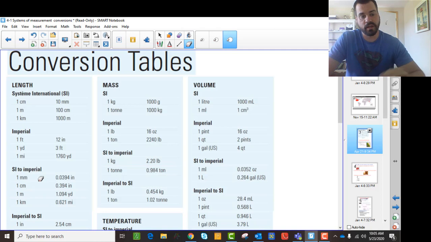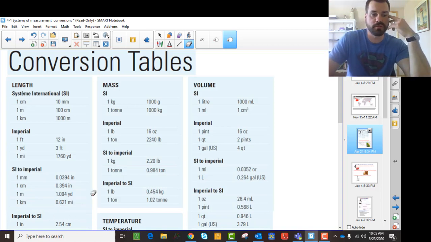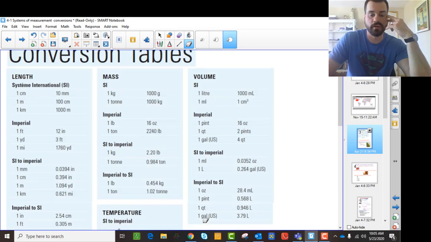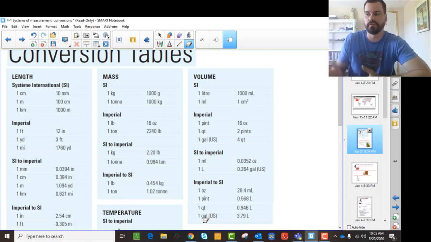And then you have SI to imperial. So now you can go from millimeters to inches, or centimeters to inches, or meters to yards. And then you have a bunch of different conversions for mass. Okay, you can see them there, and for volume. So we're going to refer back to these conversion tables to tell us how to go from one unit to another. All right, and they're derived from just measuring something in feet and measuring something in inches and saying, okay, that means that 1 foot is equivalent to 12 inches.